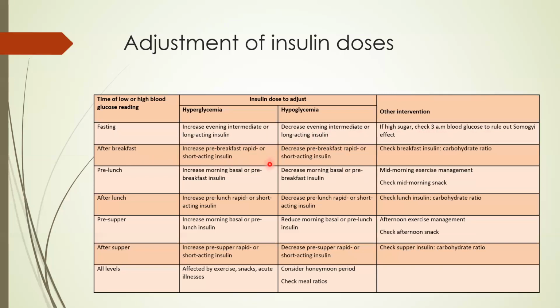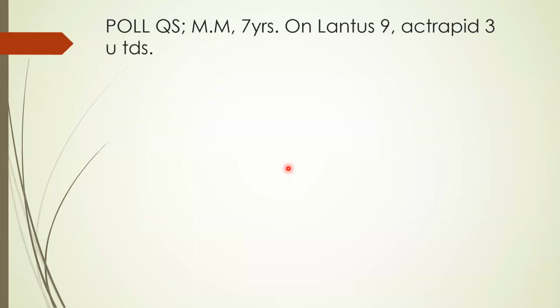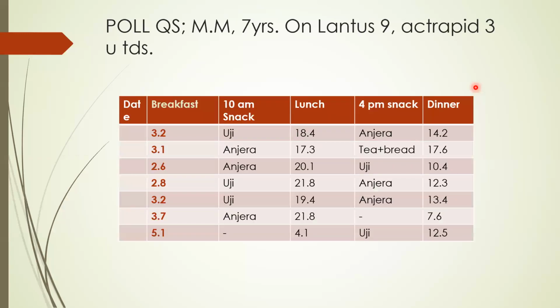Then, of course, after breakfast, again, you have to look at whatever the breakfast rapid or short-acting insulin, and you may need to decrease or increase accordingly, depending on how the sugars are. So we are going to look at this as an example. This is a patient that we have been following up. The patient is on Lantus 9 units and Actrapid 3 units TDS. And this is the chart. I actually just copied what the diary has been showing. So this boy came with this kind of chart.